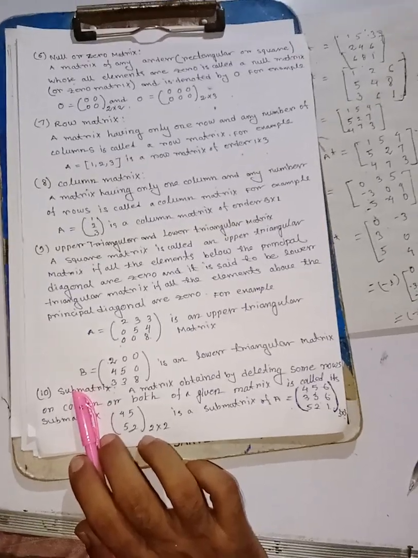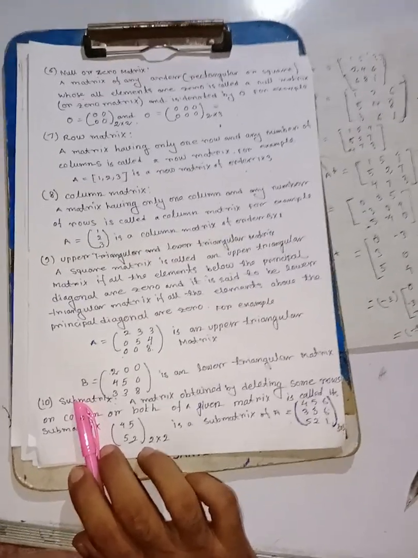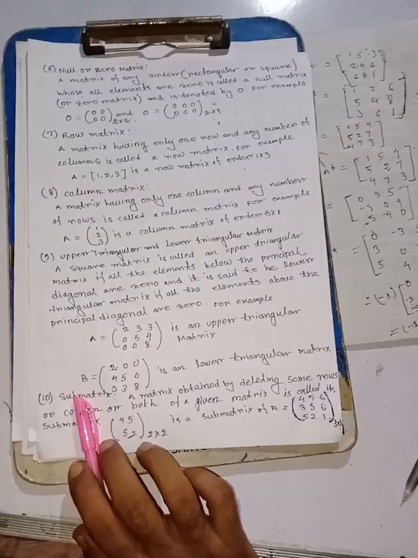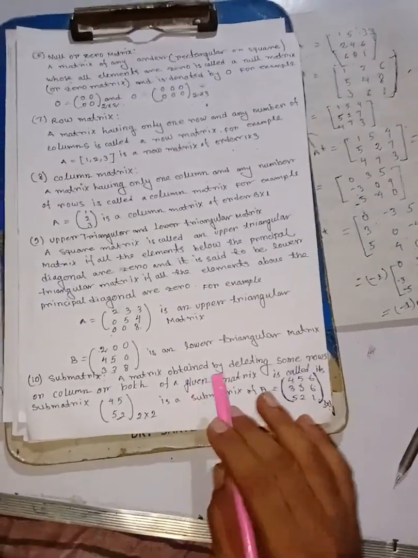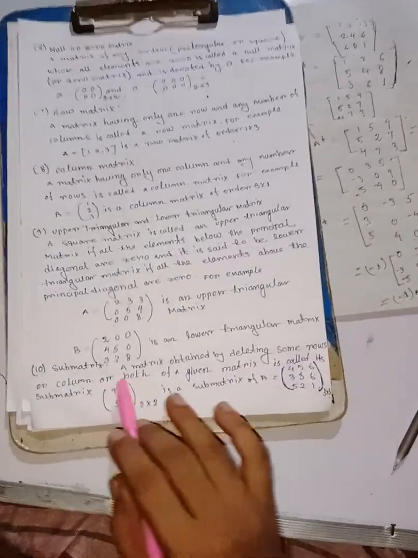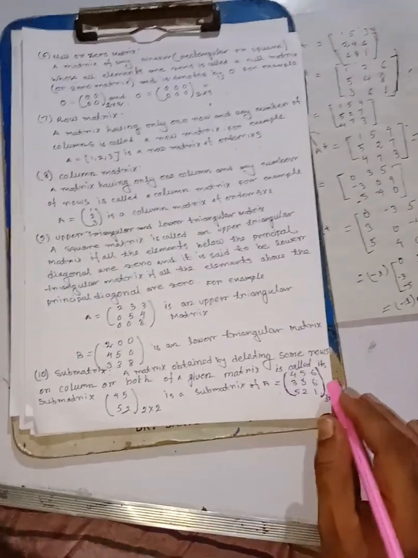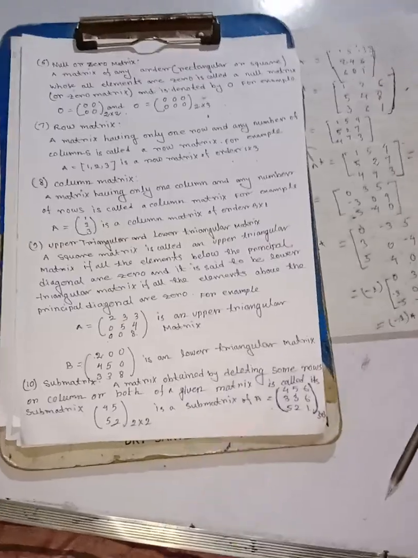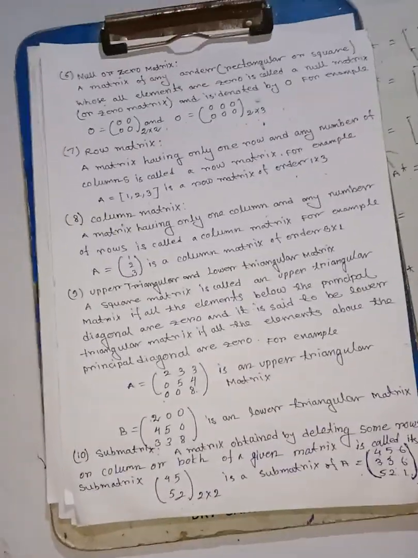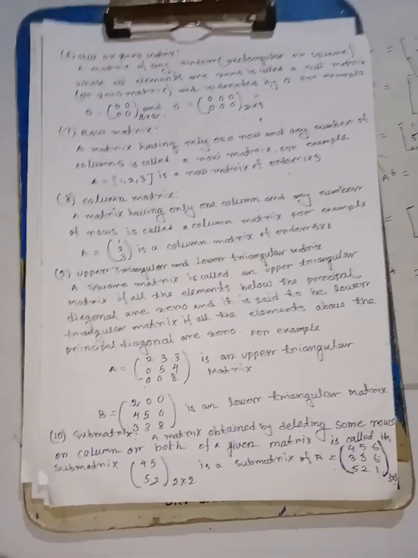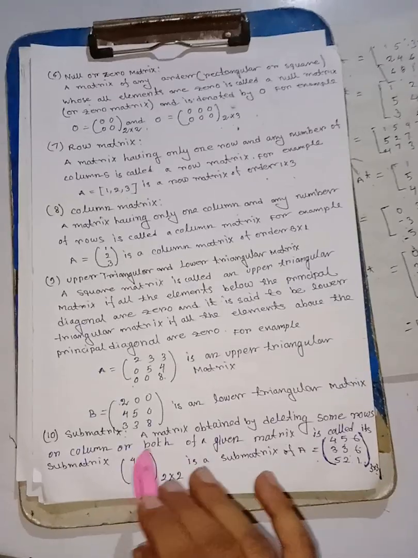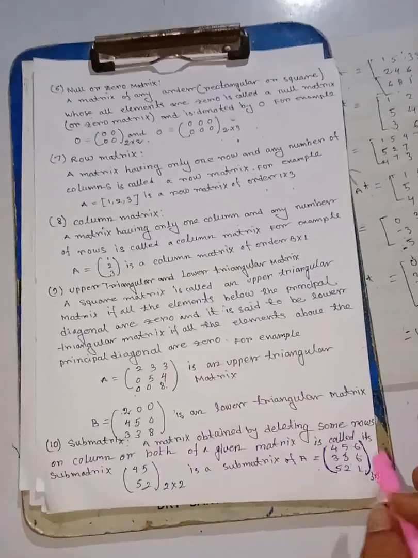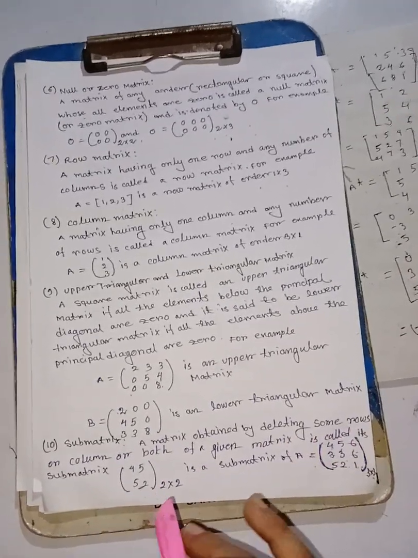Tenth type of matrix. Definition of submatrix. A matrix obtained by deleting some rows or columns or both of a given matrix is called its submatrix.